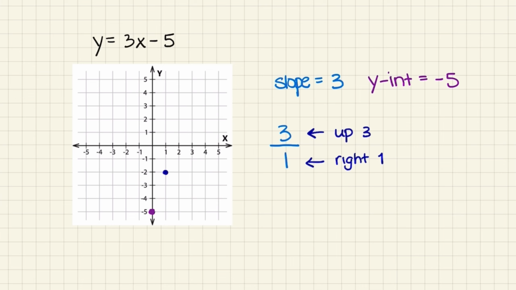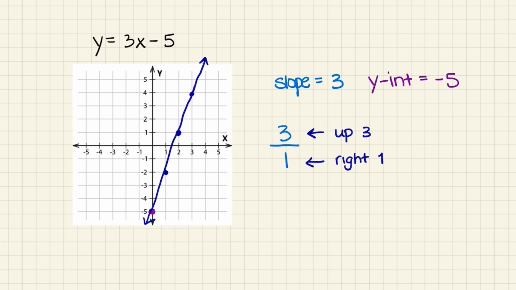And we'll do it again. Up 1, 2, 3, to the right 1. And one more time, up 3 to the right 1. And we can go ahead and draw our line.